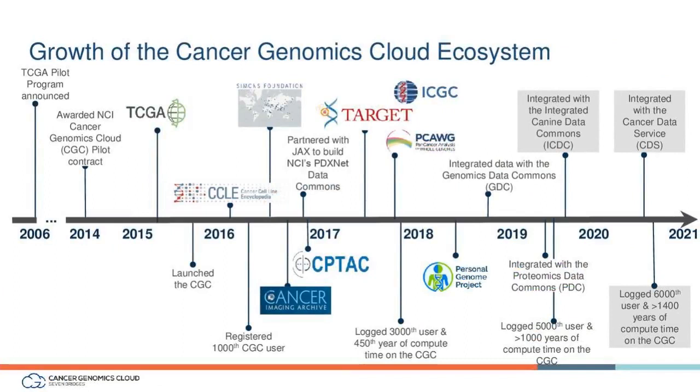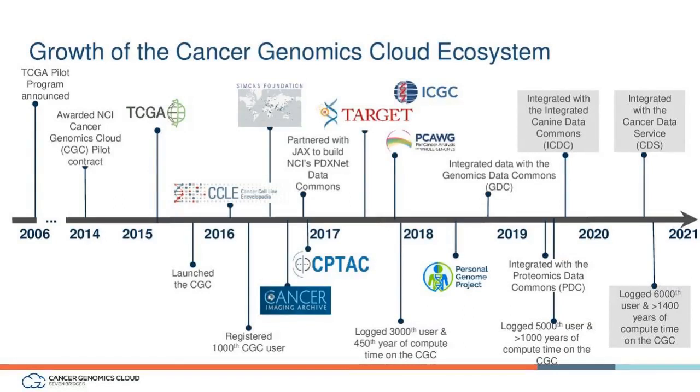Okay, and so things started out for the Cancer Genomics Cloud in 2014, and then over time, more data sets were added. As you can see, here's some of the logos on this timeline. Most recently, we've integrated with the ICDC, or the Integrated Canine Data Commons, as well as the Proteomics Data Commons and the Cancer Data Service. As of this month in 2021, Genomics Cloud.